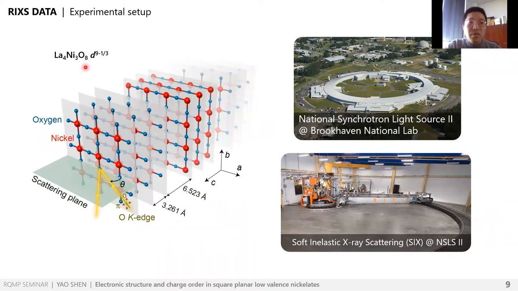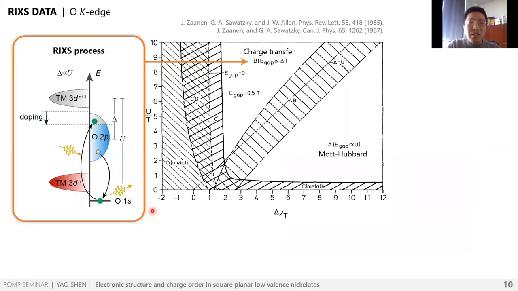So the material we studied is the trilayer nickelate, which is effectively a third hole doped in the overdoped regime. And it's a single crystal. We put the H0L in the scattering plane, and the RIXS experiments were performed at the 2-ID beamline at NSLS-II in Brookhaven National Lab. The reason why we measure at the oxygen K edge is that it is very sensitive to where you are in the ZSA scheme.